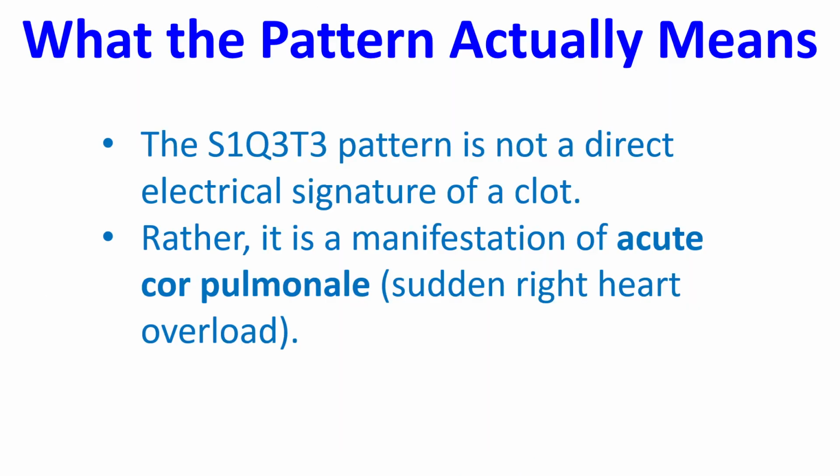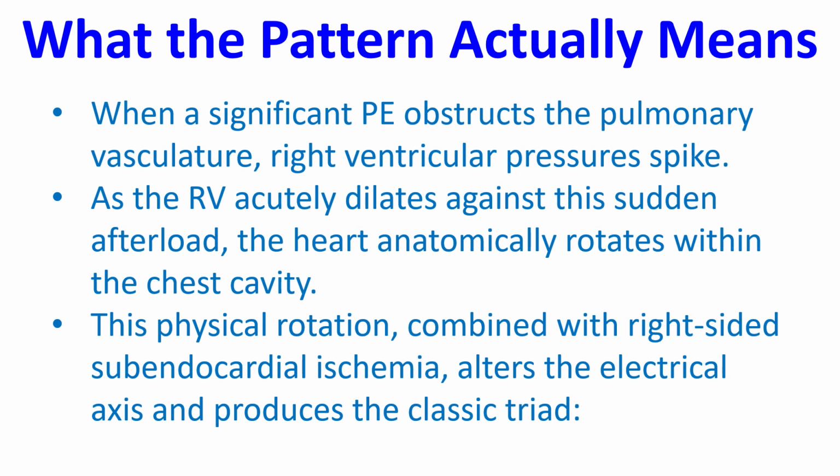The S1Q3T3 pattern is not a direct electrical signature of a clot. Rather, it is a manifestation of acute cor pulmonale, sudden right heart overload. When a significant pulmonary embolus obstructs the pulmonary vasculature, right ventricular pressure spikes. As the RV acutely dilates against this sudden afterload, the heart anatomically rotates within the chest cavity. This physical rotation, combined with right-sided subendocardial ischemia, alters the electrical axis and produces the classic triad.